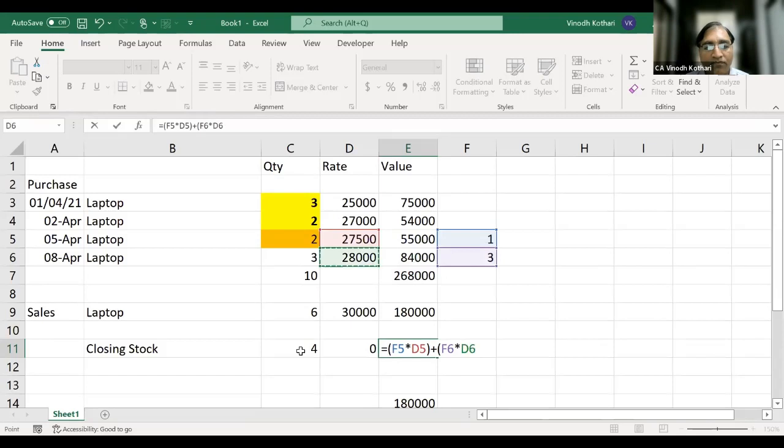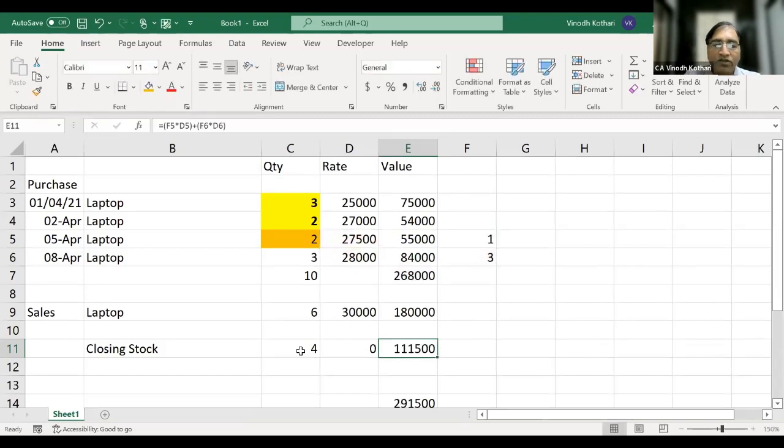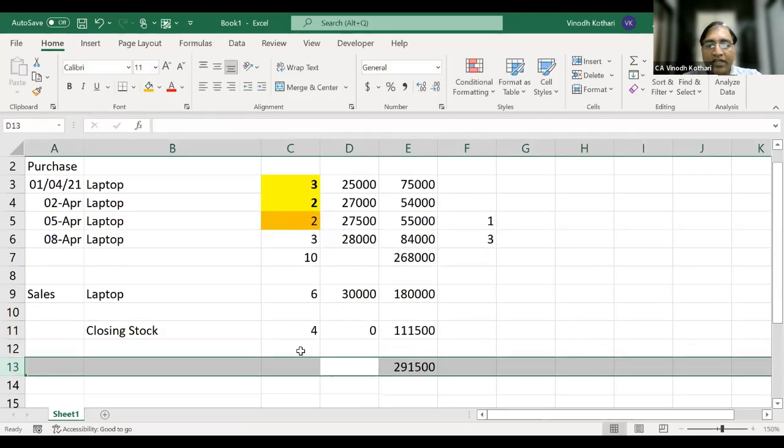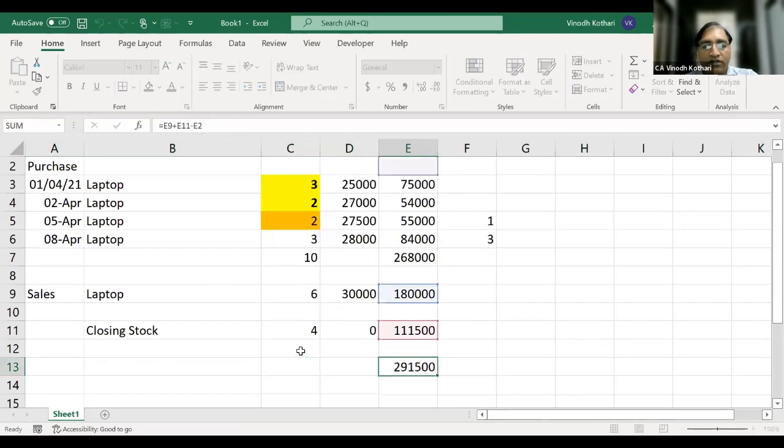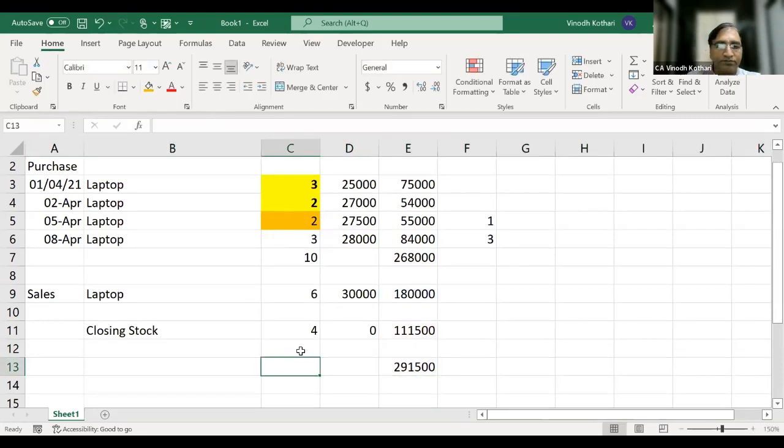Now what is your profit? What is your gross profit? Your gross profit is 29,000. Sorry, this is the closing stock value. One minute.